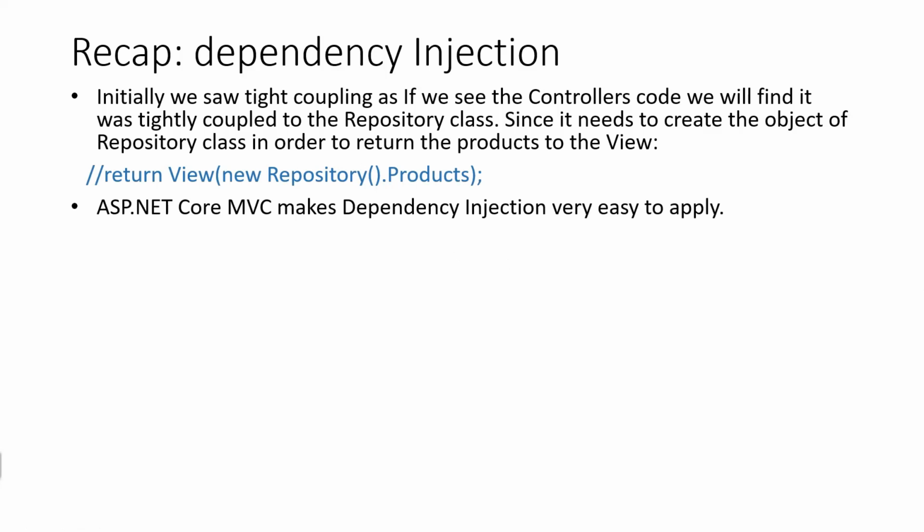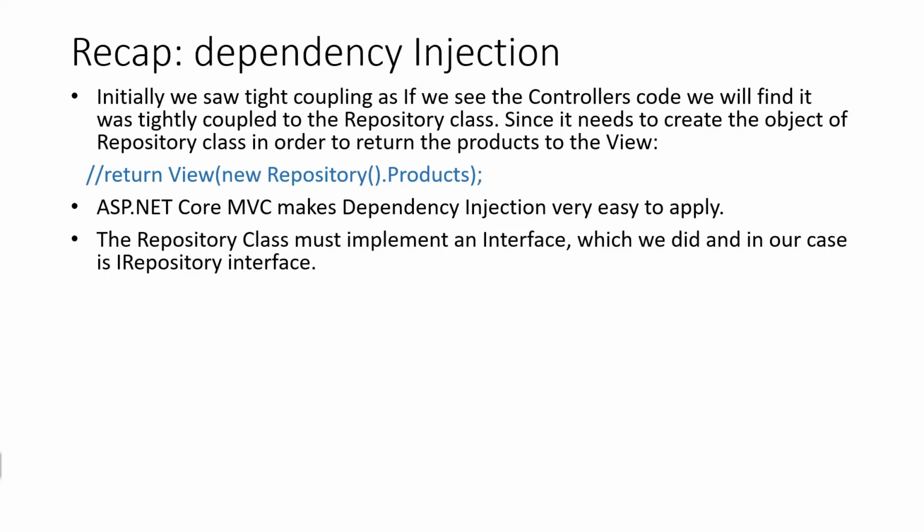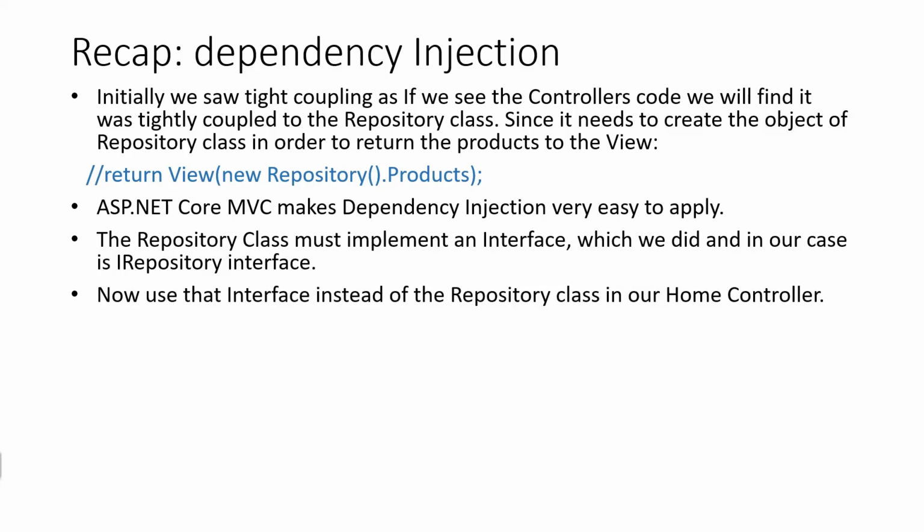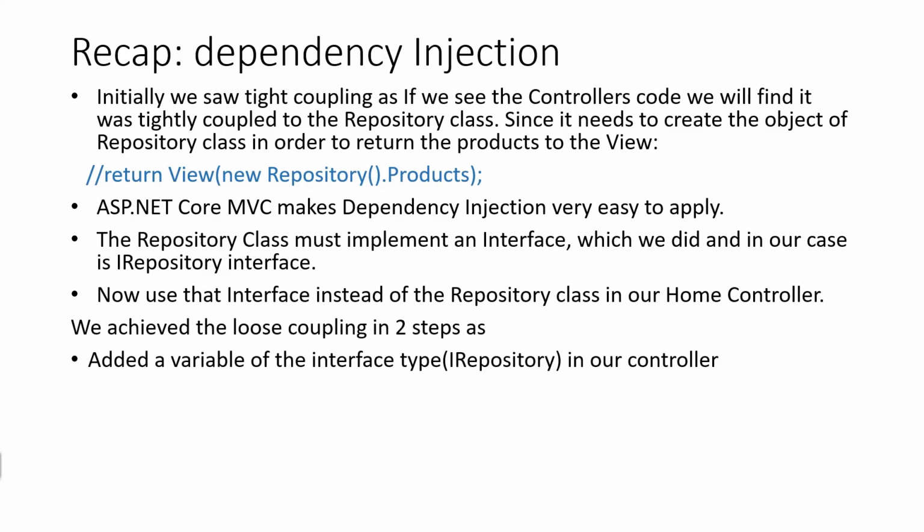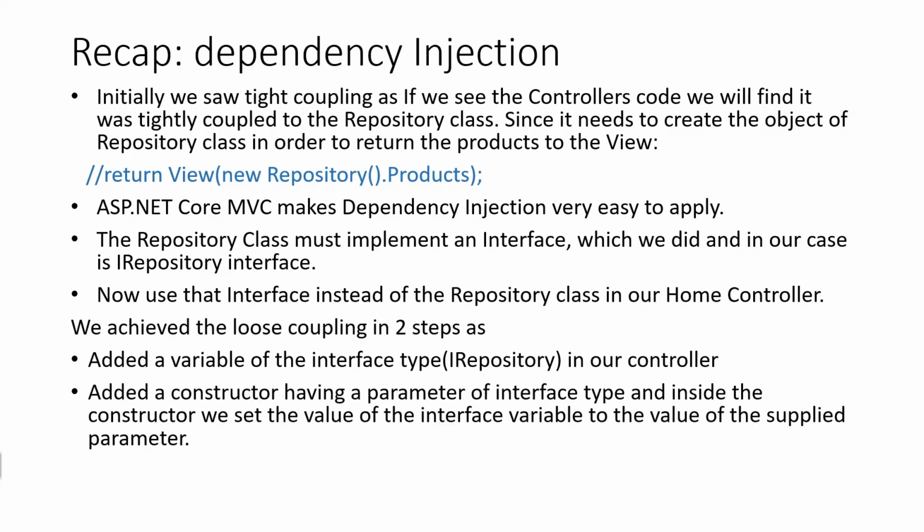Then we saw that ASP.NET Core MVC makes dependency injection very easy to apply, and the repository class must implement an interface, which we did. In our case, it is the IRepository interface. Now we use that interface instead of the repository class itself in our home controller. We achieved this loose coupling in two steps: we added a variable of the interface type IRepository in our controller and added a constructor having a parameter of interface type, and inside the constructor we set the value of the interface variable to the value of the supplied parameter. That's it. Thank you.